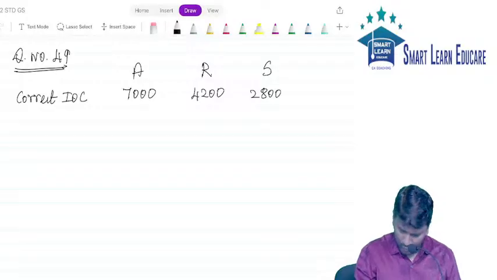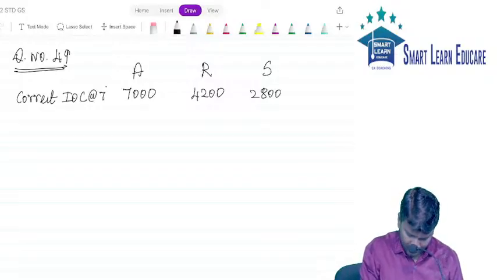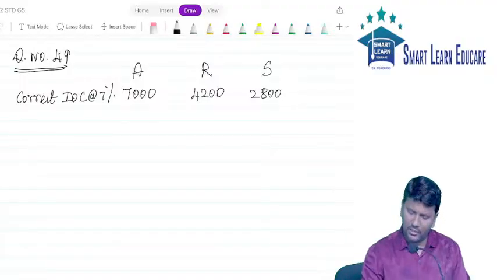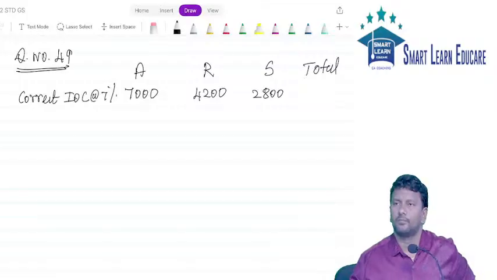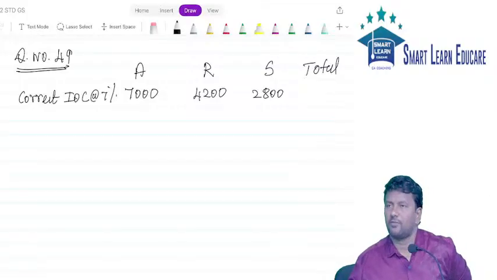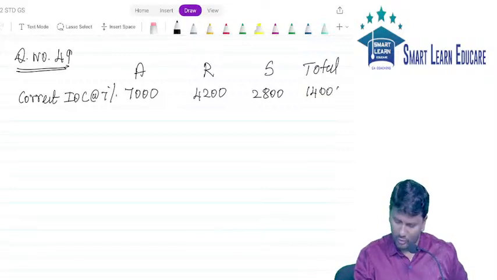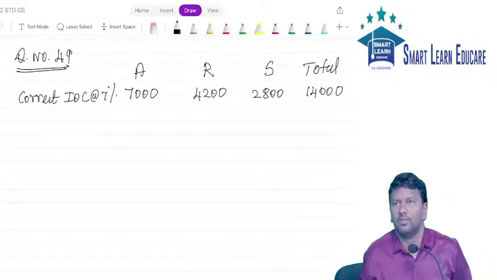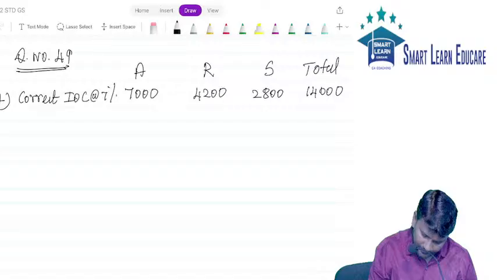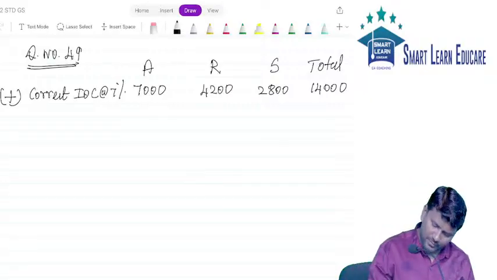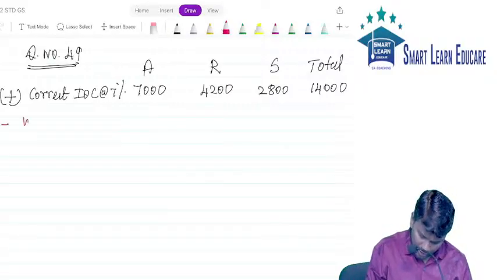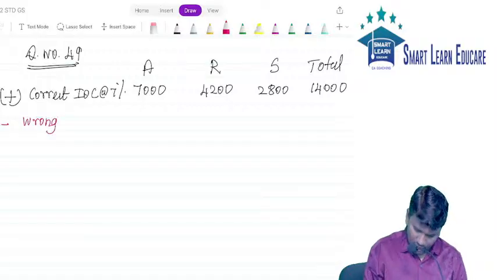It means the total amount of interest on capital at 7 percentage. Add all the three. Tell me the total. 7,000 plus 4,200 plus 2,800. What is the total you are getting? 14,000 is the total. This is the correct treatment we should give. So correct treatment should be added. Always remember, correct treatment should be added, but wrong treatment should be subtracted. What is the wrong treatment given?